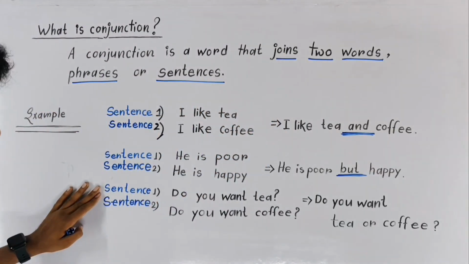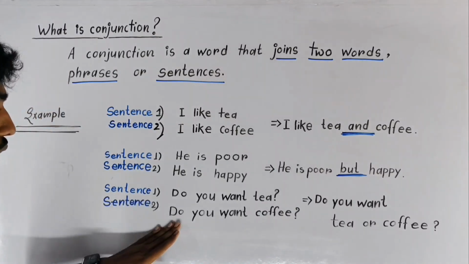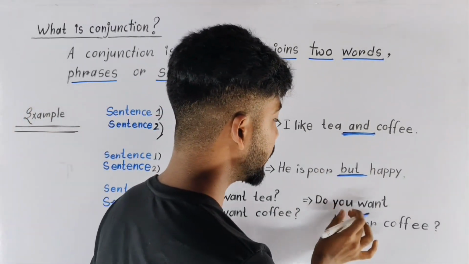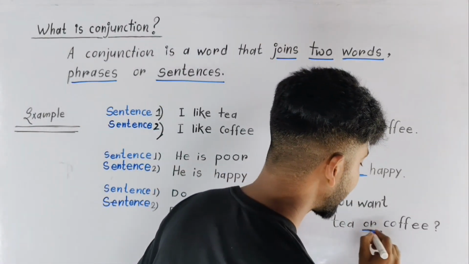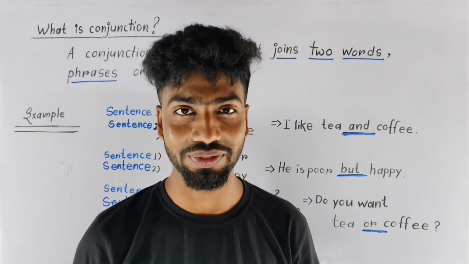And the last example. Sentence number 1, do you want tea? Sentence number 2, do you want coffee? So the final sentence is, do you want tea or coffee? Here, or gives a choice. So or is a conjunction.